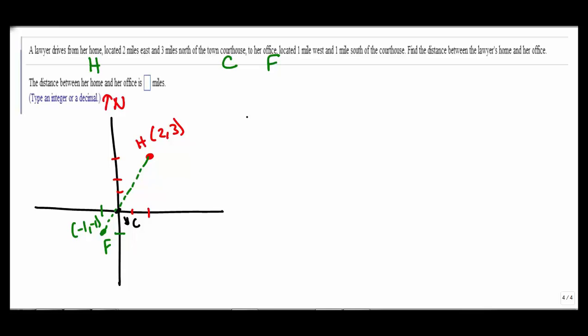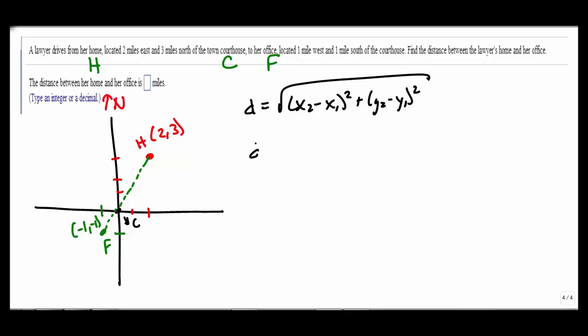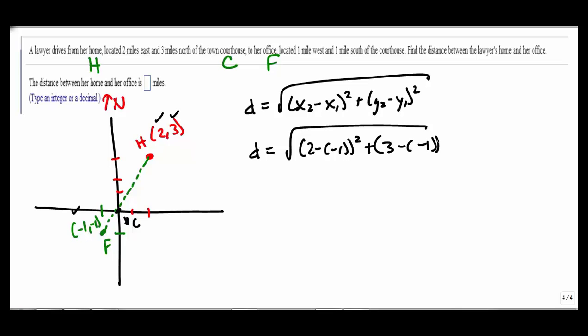So the distance formula, if you will recall, is the difference in the x's quantity squared plus the difference in the y's quantity squared, and then I add those together and square root it. So the difference in the x's, that would be 2 minus a negative 1 squared plus 3 minus a negative 1 squared. So again, difference in the x's, difference in the y's.